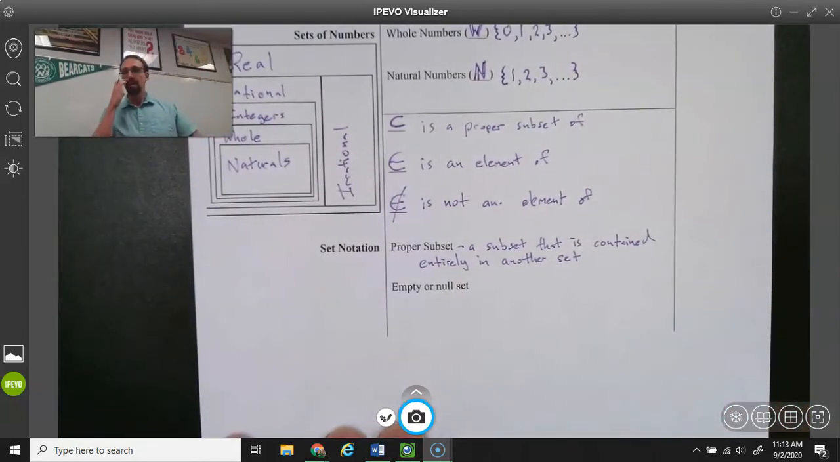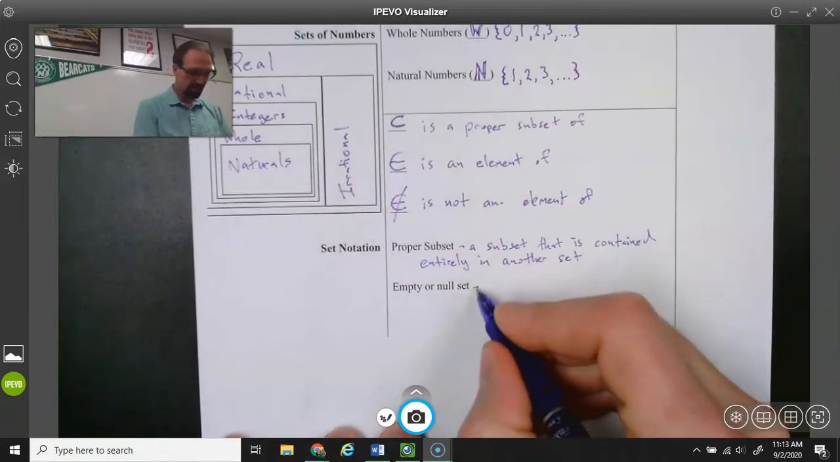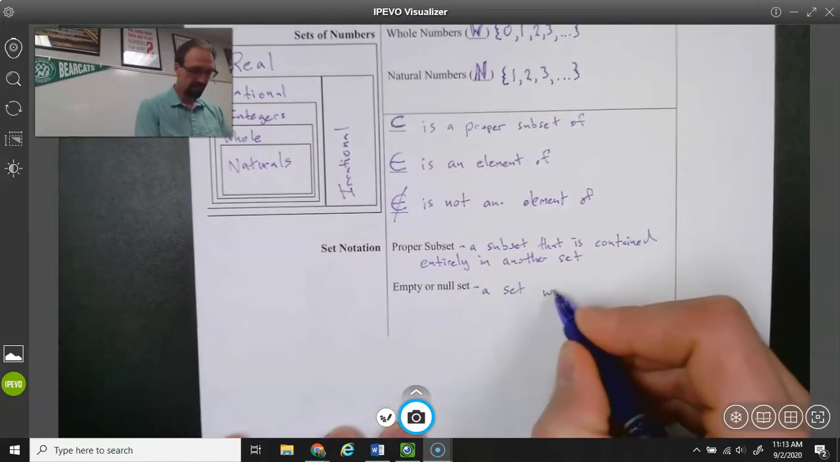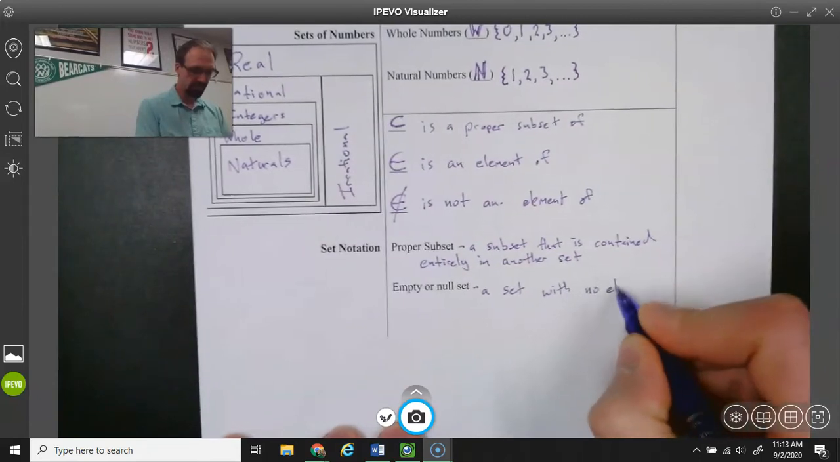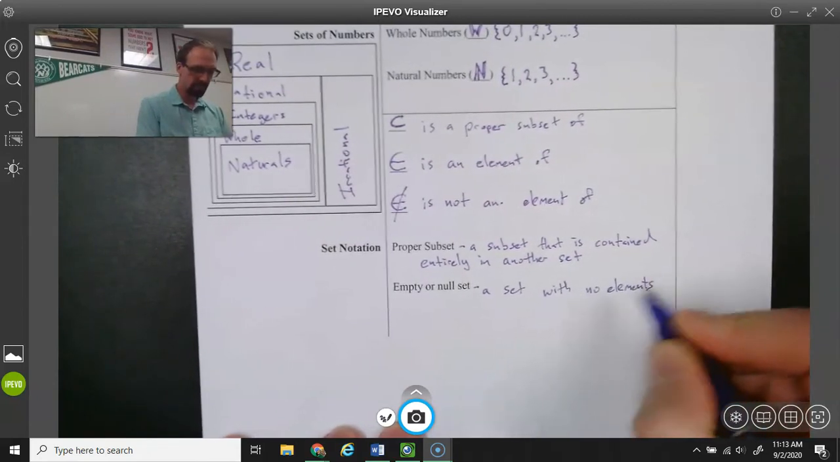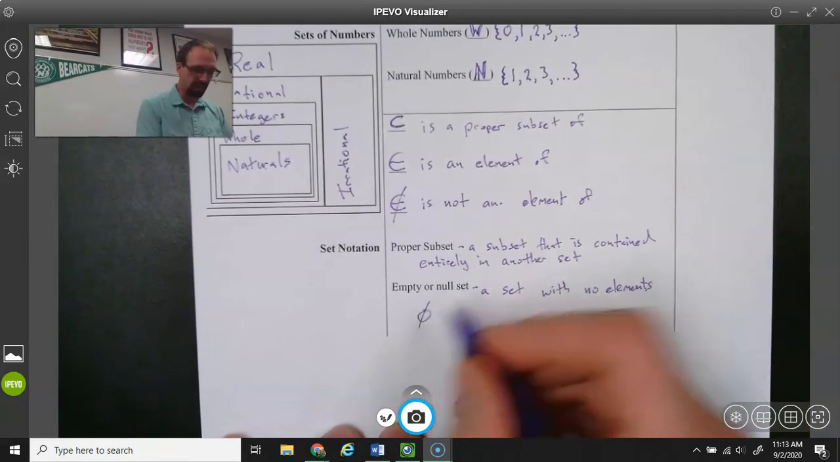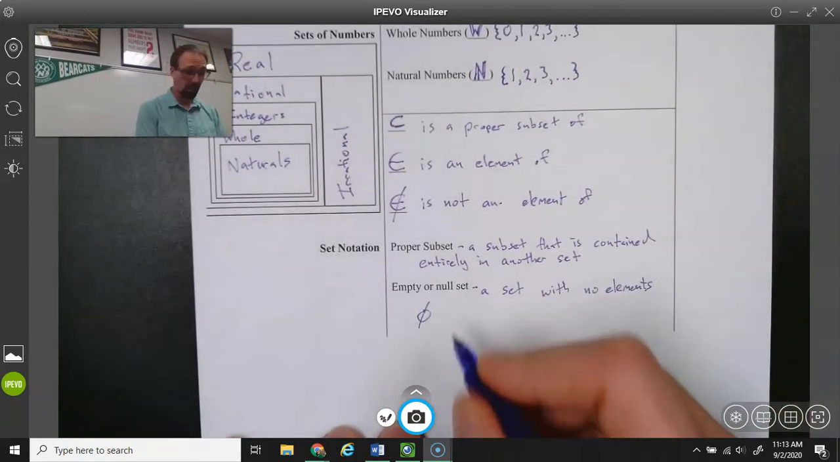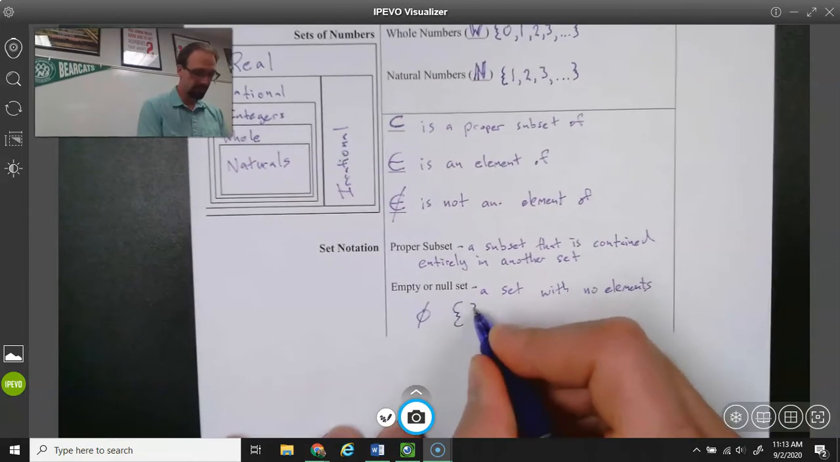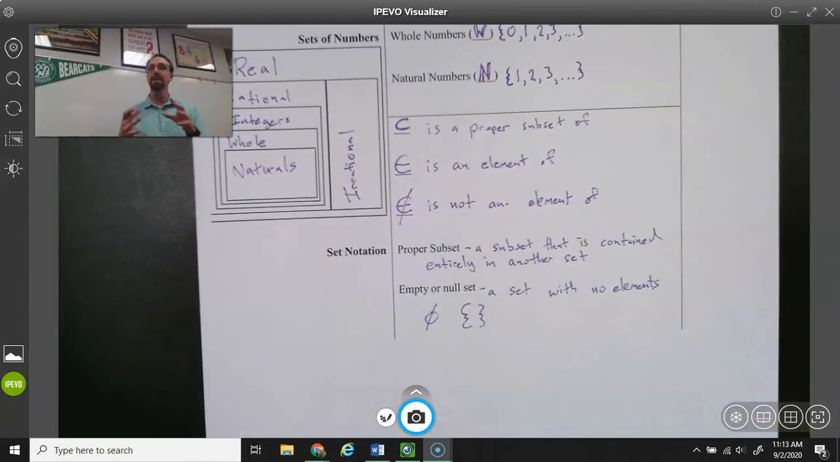Empty or null set, that is a set that has no elements. The symbol for an empty or null set is usually this, or you can have an open and then immediately closing curly braces. Now these are called braces. You'll hear me call these braces and then I call something else brackets. Make sure that you know the difference and make sure that you can communicate the difference as well. These are braces. So this is for empty or null set. And this is the set with no elements.